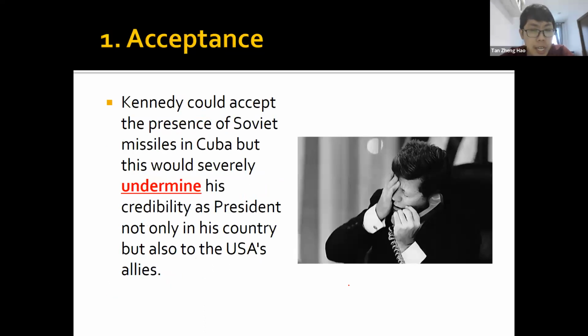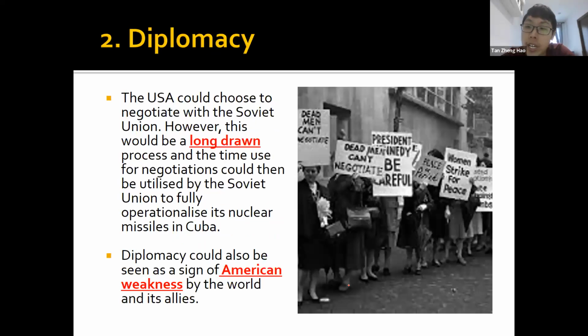Maybe as the president, you can just admit it: the missiles are there, there's nothing I can do about it. But it will make the US look very weak, and President Kennedy will look not credible. The other option is, let's talk it up, let's have diplomacy. Maybe I can convince you to remove these missiles. But for many people, this is not an acceptable solution because talking takes a long time, and you don't want to appear weak by talking to your enemy. So people thought America would look weak if they tried to negotiate with Cuba or the USSR. So this is not a very good option either.